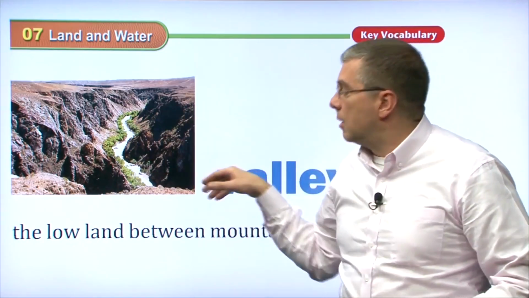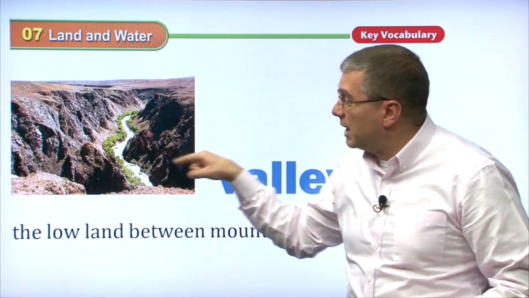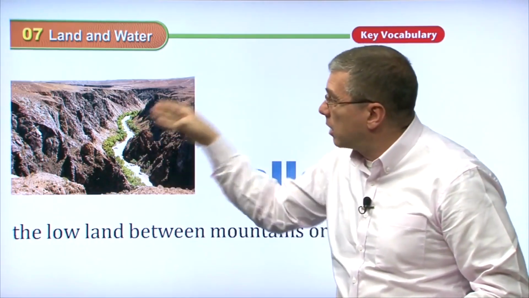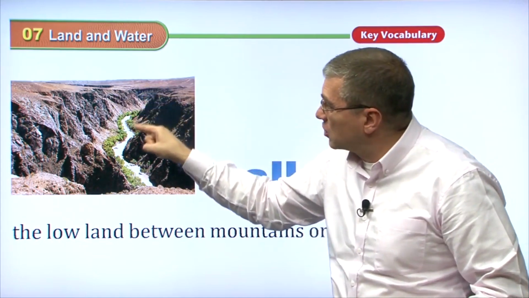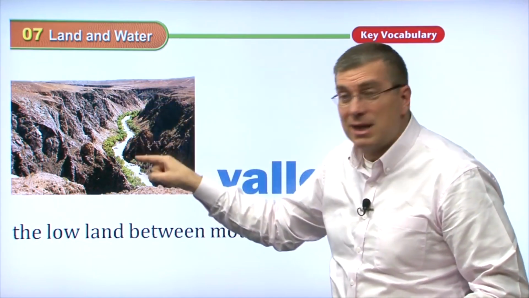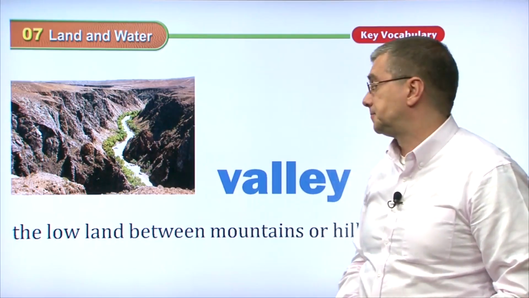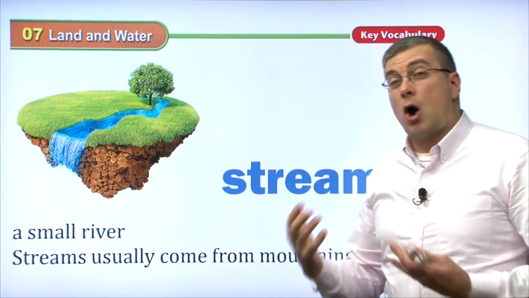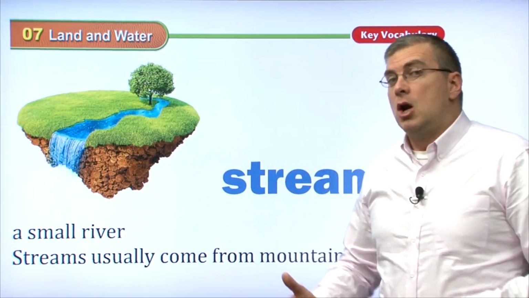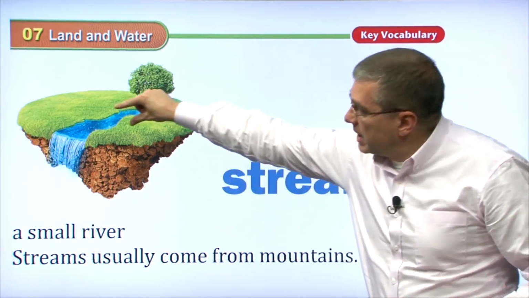You have lots of trees. You usually have a river running through the valley because the river is what created the valley. The water cut through, and that's not very obvious in this picture. The water actually cut through the ground and made this valley. So that's a very interesting feature of the land. Okay, another feature of the land is a stream. Now, we've already talked about rivers, right? Rivers are very big, they're very wide, but streams are very narrow.